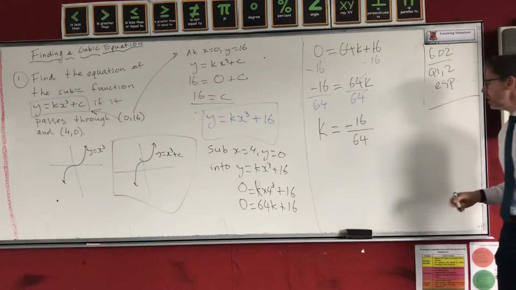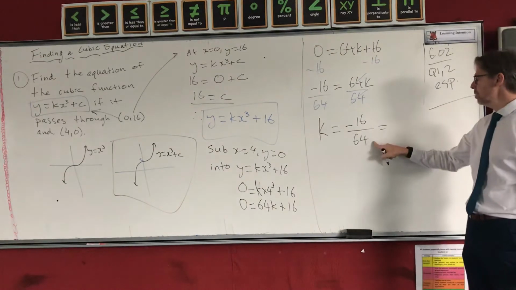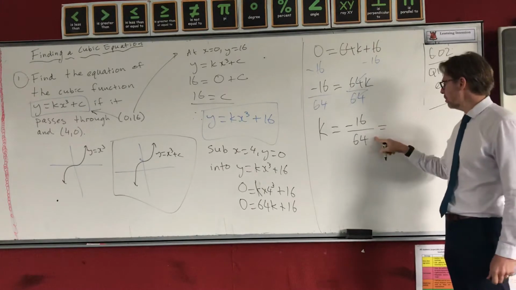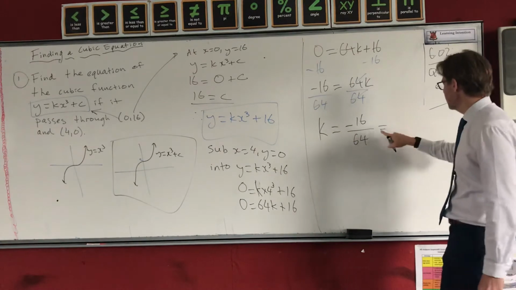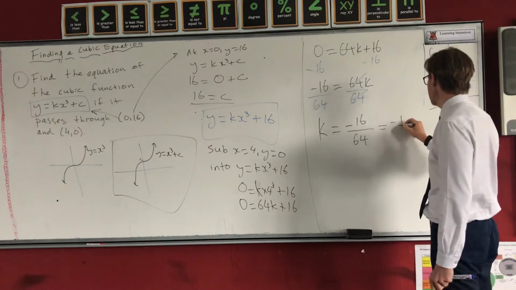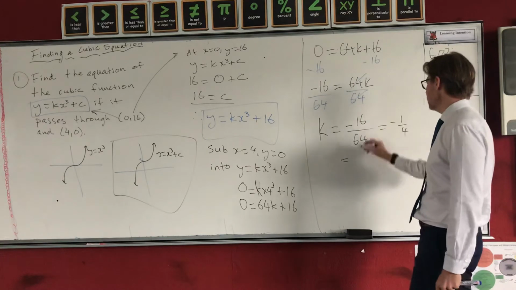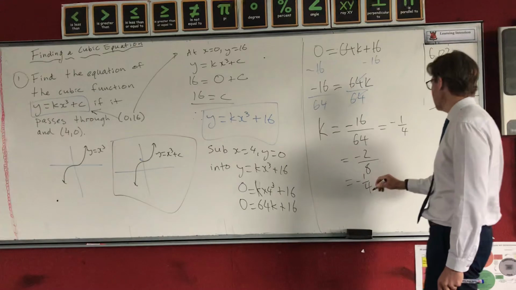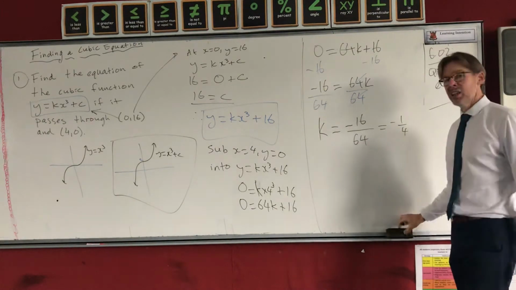You can simplify that. Get your calculator out or think of what goes into 16 and 64. Well, 16 is actually a factor of 64. How many 16s go into that? It's going to be 4. So you're going to get minus a quarter. Or you can do it the long way: 8 goes into there 2 times, 8 goes into there 8 times, you still get negative a quarter, whichever way you do it. I don't mind. Just use your calculator, it's probably quicker.